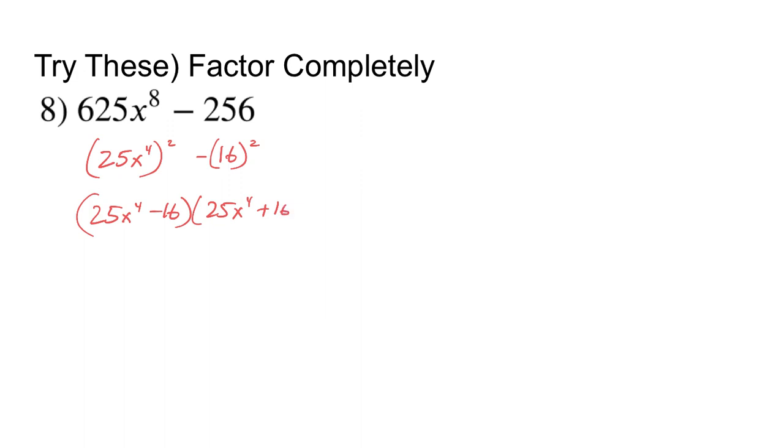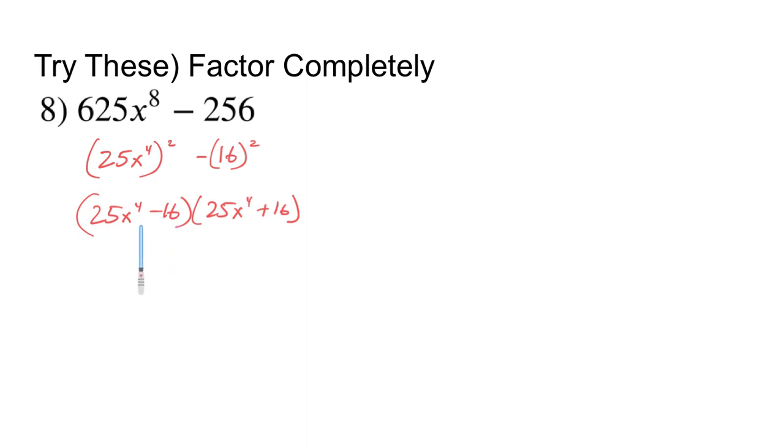For this problem, you should have seen the difference of 2 perfect squares. Man, that's hard to see sometimes, but that's 25x to the 4th squared minus 16 squared. Now, using a calculator might help you out with that. So we can rewrite this as 25x to the 4th minus 16 and 25x to the 4th plus 16. The second parenthesis, that's pretty much done. We can't factor that down anymore.